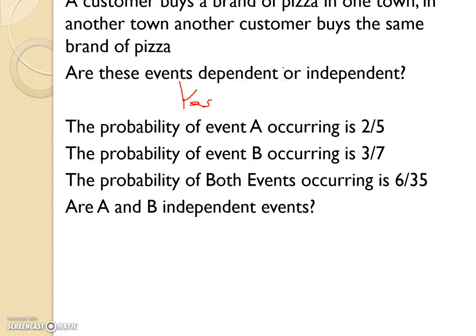The probability of event A occurring is 2/5, while the probability of event B occurring is 3/7. The probability of both events occurring is 6 over 35. Are A and B independent events? And the answer is yes, because 2/5 times 3/7 equals 6 out of 35.